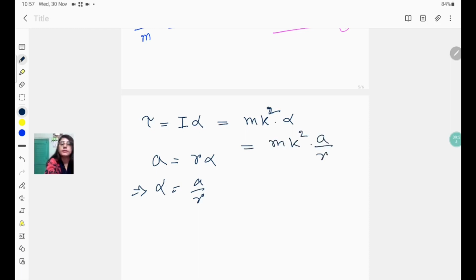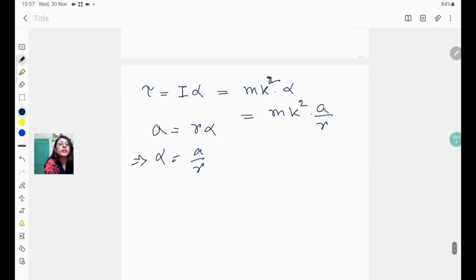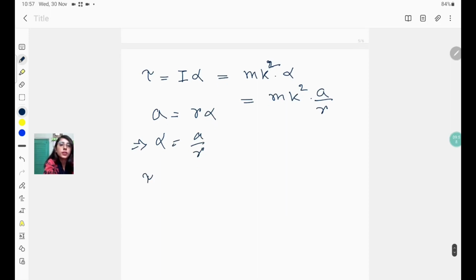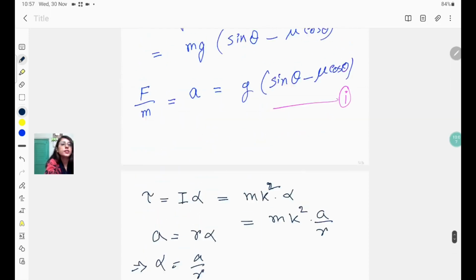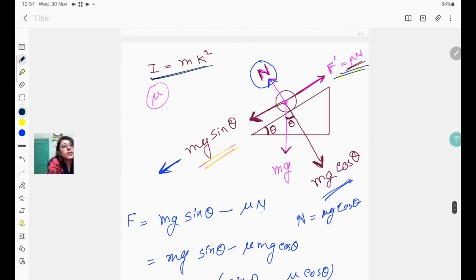Okay. Again we know tau is equal to F r, that is force into distance, and here the distance is of course the radius of this sphere. The force is acting along this direction, so from the axis of rotation the distance is r, right?